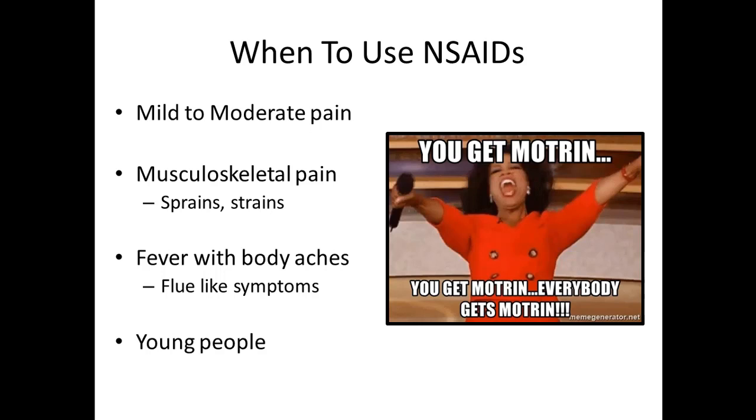So when do we use NSAIDs? I like to use NSAIDs for just about everything. Most people's pain falls into the mild or moderate category. And as we looked at that diagram earlier of all the places that it acts and all the side effects and the inflammatory cascade that it stops, I think it's very effective at treating pain. It's really good for musculoskeletal pain. It's really good for a fever with body aches in a person who has flu-like symptoms. And it's incredibly effective in young people. So don't be afraid to use Motrin. It works on pain, it's effective, and in general, it's pretty safe as long as you know which population to use it in.